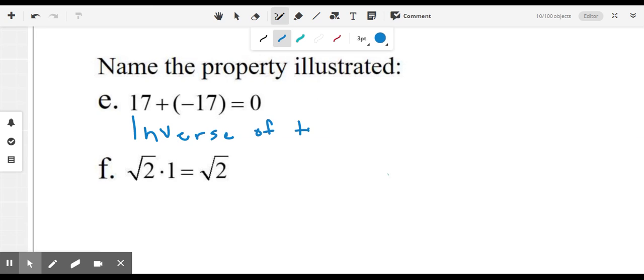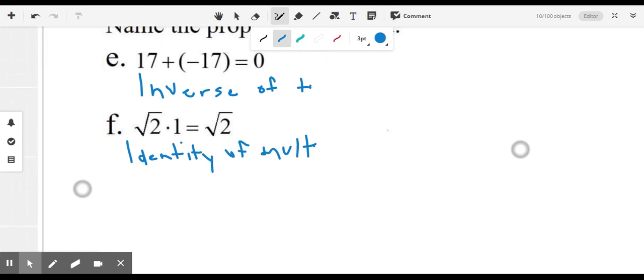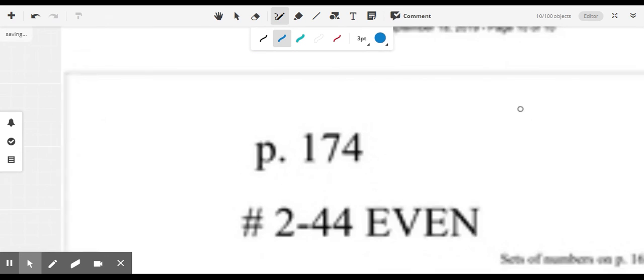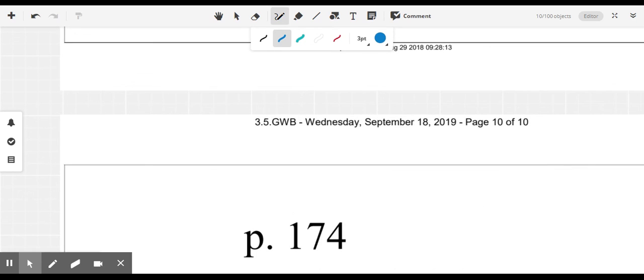Now this one, square root of 2 times 1 equals square root of 2. I started with square root of 2 and I ended with square root of 2. I get identically what I started with. That is the identity property of multiplication. All right. And I believe that's it.